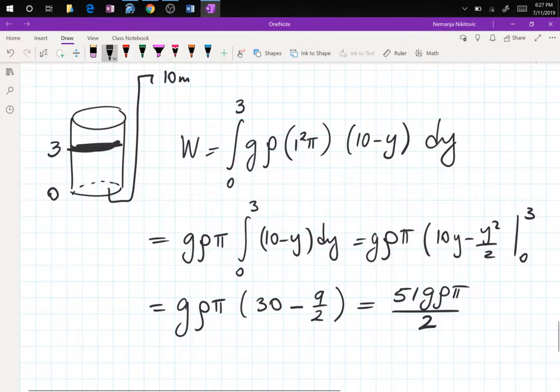Now, since this was in meters, your g is 9.8, 9.81, or 10. I don't care which way you do that, right? And then rho, what is your liquid? Is it gas? Is it blood? Is it water? You will put that constant in there from the chart. Pi, depending again on you, 3.14 or 3. And then you get a number. And that's how much work needs to be done to pump all of this liquid out.